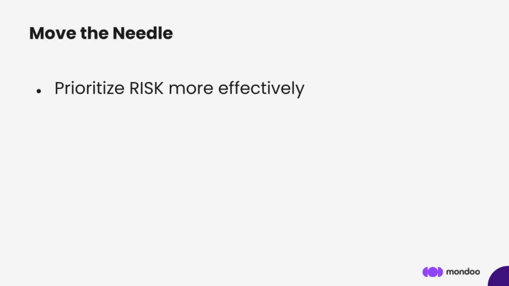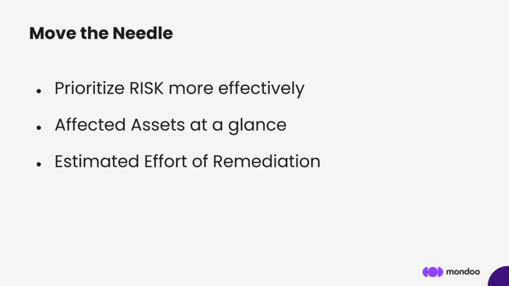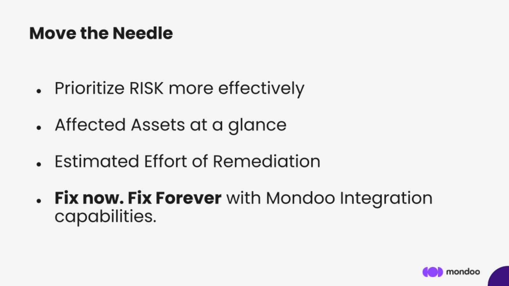With Mondoo, we are able to prioritize findings even better. We are able to see our affected assets and learn which changes are the most impactful to our risk scores. Additionally, we can learn about the estimated work, even before we start rolling out any changes to our systems. And to top it all, findings can be accessed via Mondoo's API to automate the remediation, to provide you with an authentic fix now, fix forever strategy.